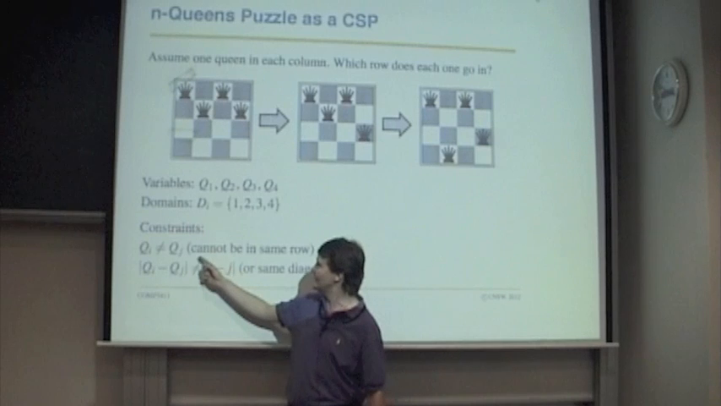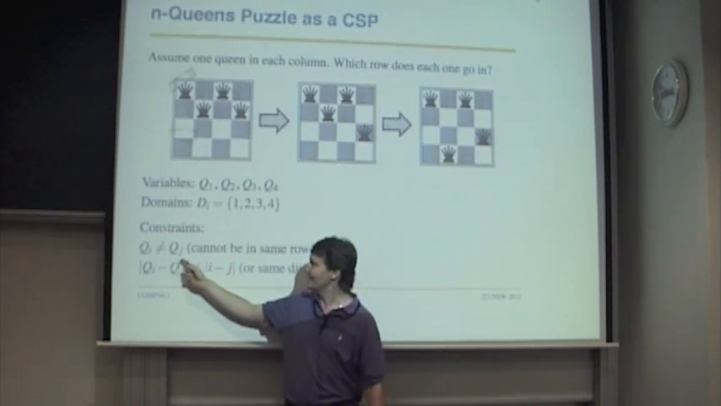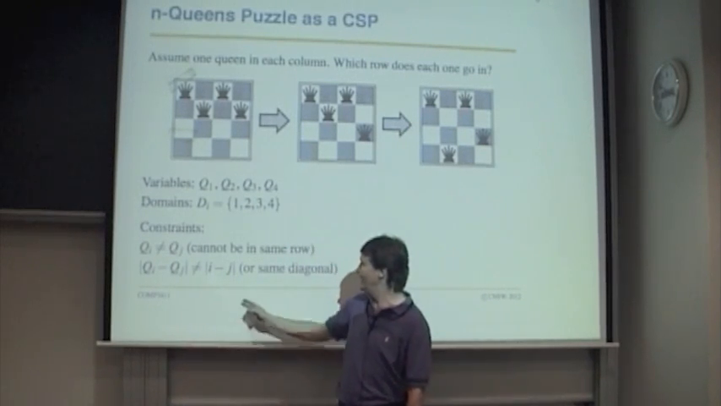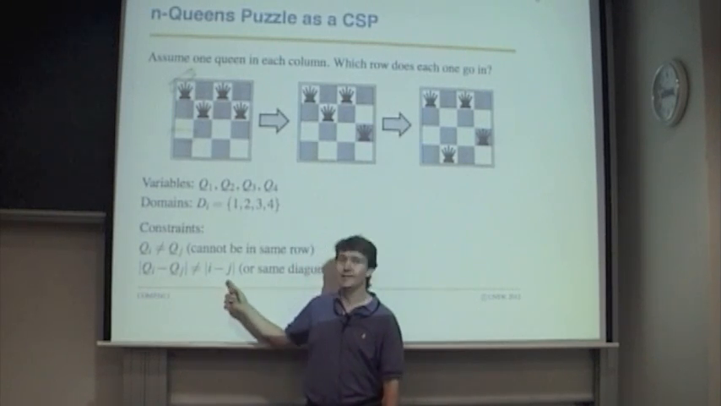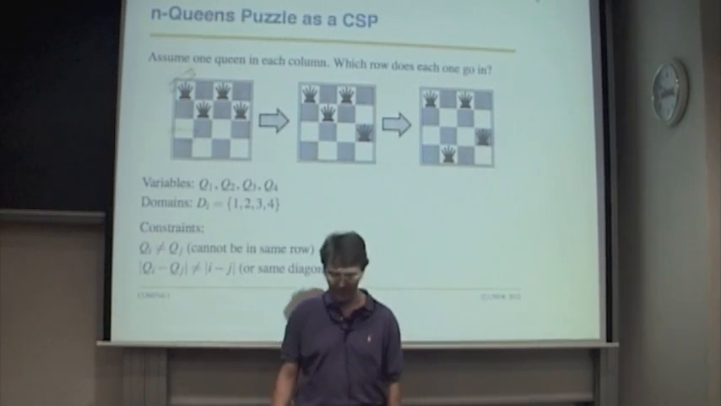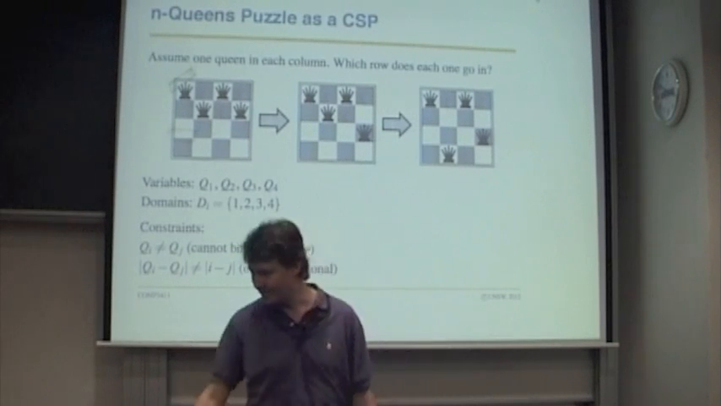And what are the constraints? Well, we can't have two queens on the same row, so Qi is not equal to Qj when i is not equal to j. And then the diagonal constraint can be written like this to show that the two queens are not attacking each other.